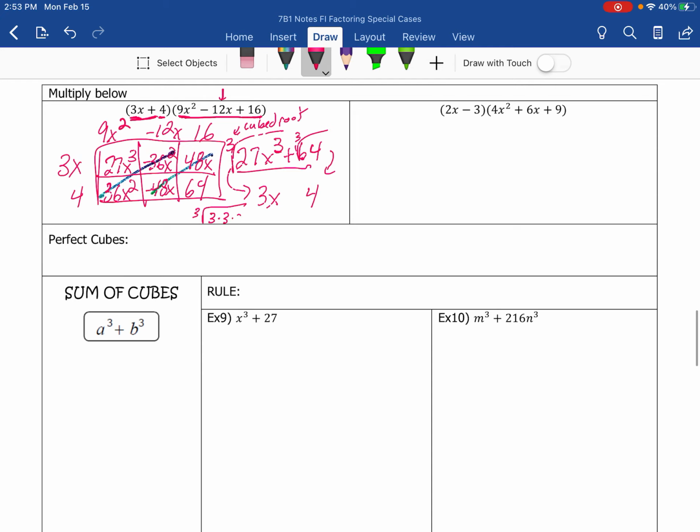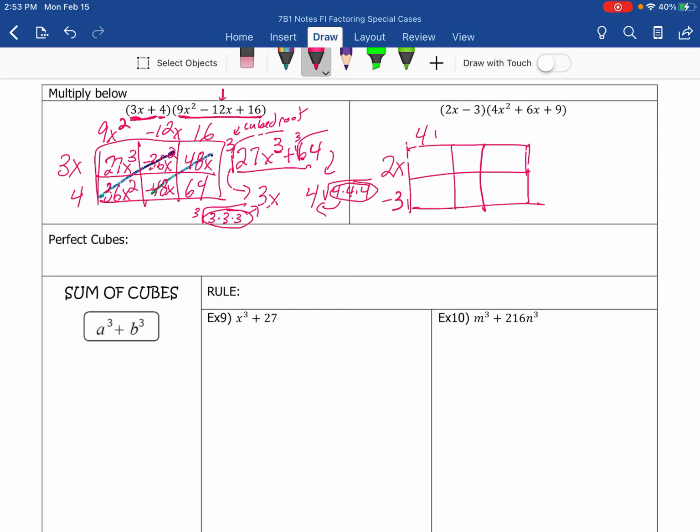So again, 27. The cubed root of 27, well, that 27 is 3 times 3 times 3. There are 3 3's that are in 27, so the cubed root of 27 is 3. 64 is 4 times 4 times 4. Okay, and so that's why the cubed root of 64 is 4, because there are 3 of the same number that goes into that.